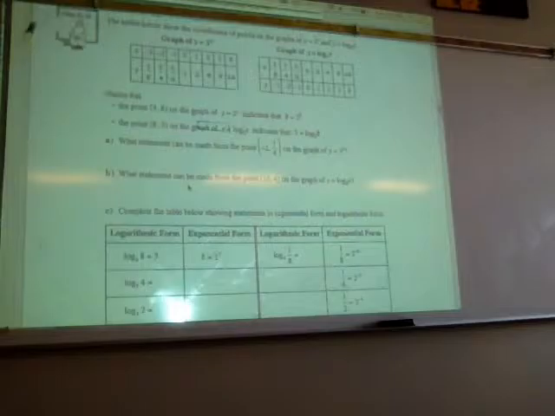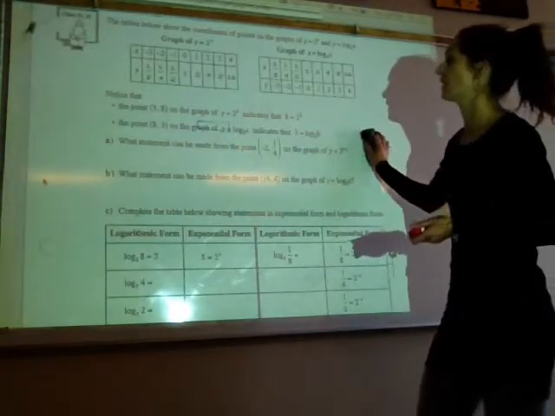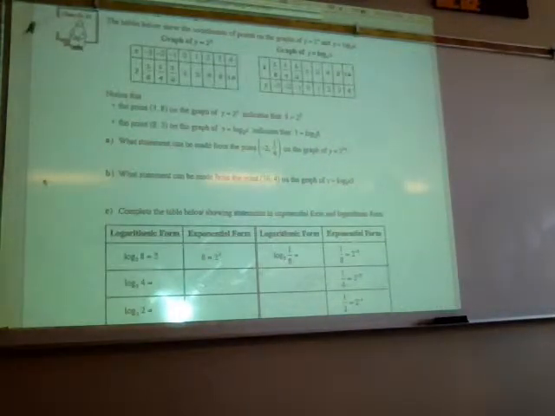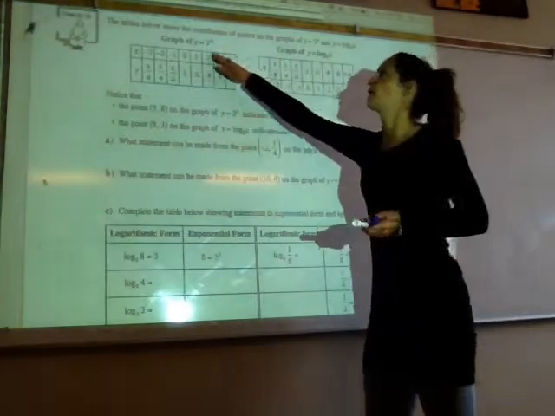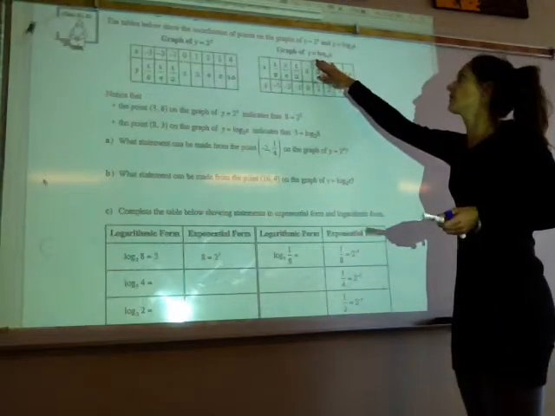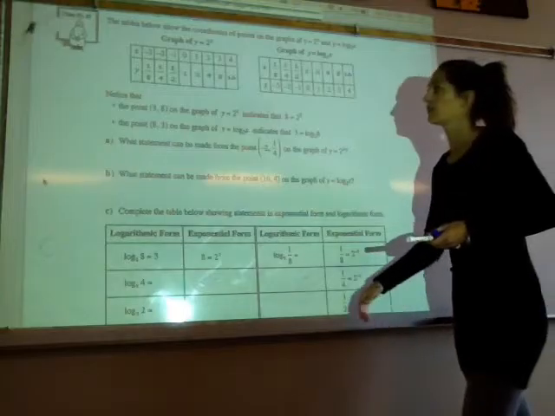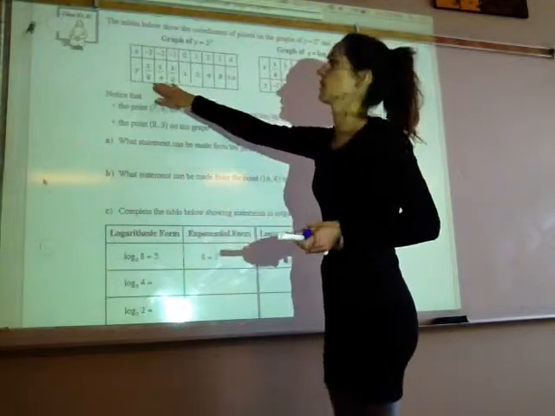So let's just explore a little bit more the relationship between an exponential function and a logarithmic function. Okay, so we have two tables of values, one for y equals 2 to the power of x, and one for the logarithm base 2 argument x. Okay, given a bunch of x values and corresponding y values.